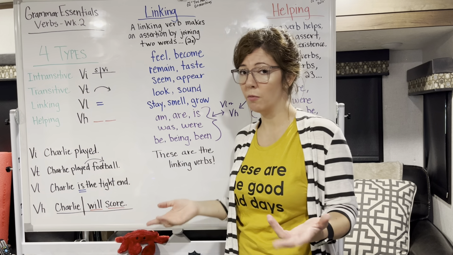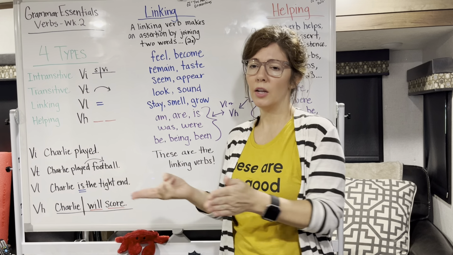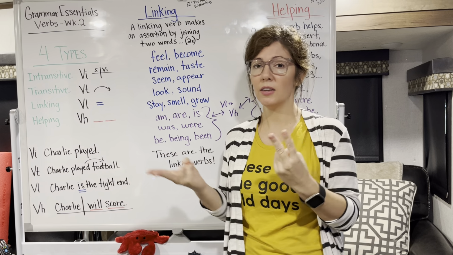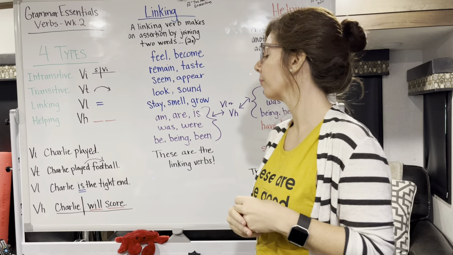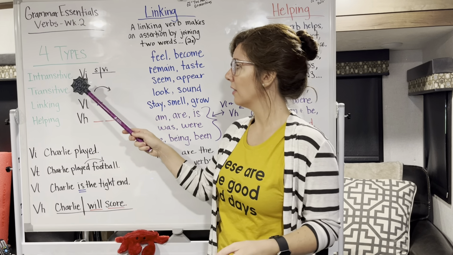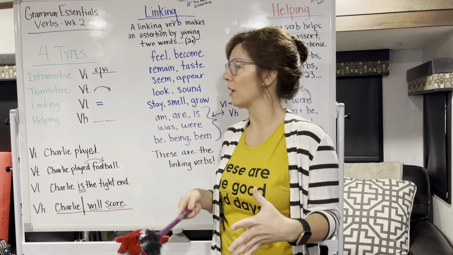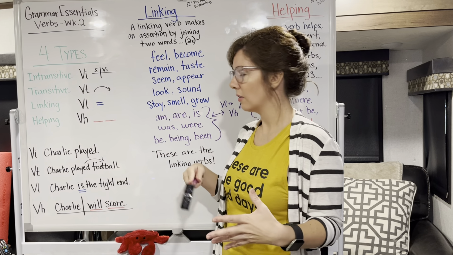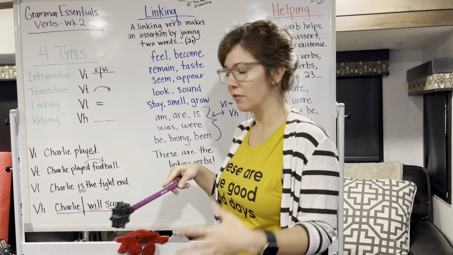So what do we have? What are our 4 types? Intransitive, transitive, linking, and helping. What makes this intransitive is it is good all within itself. It is not transferring its action anywhere else. It's an intransitive verb. It's not transferring the action.